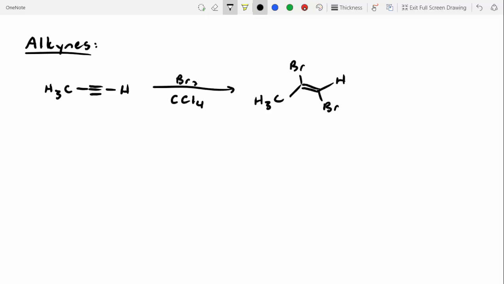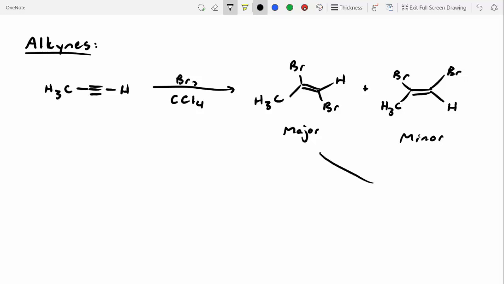Your major product will be the bromines adding across in an anti-fashion. However, there actually is a little bit of the syn product. So this doesn't go through the traditional bromonium ion intermediate, and in fact, there's still debate as to what the actual mechanism is.